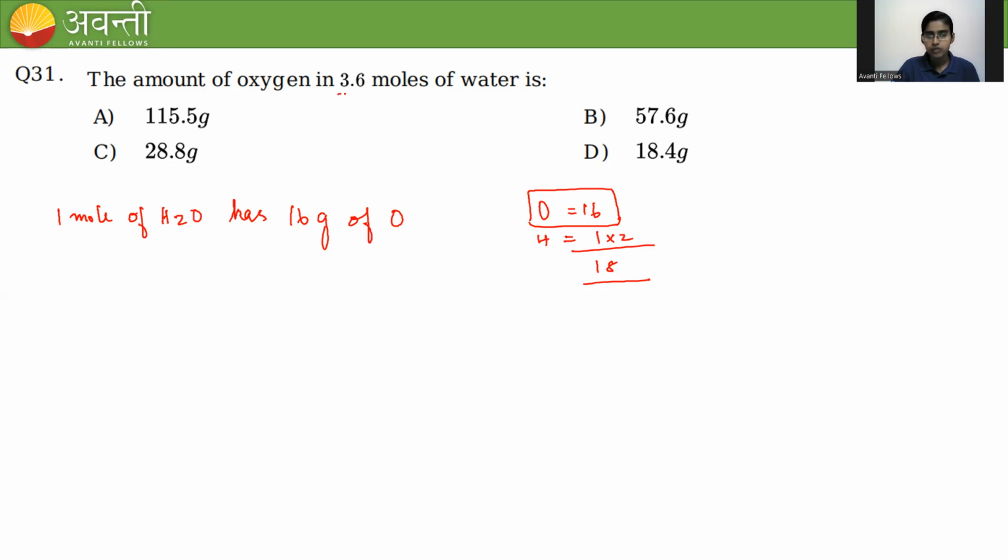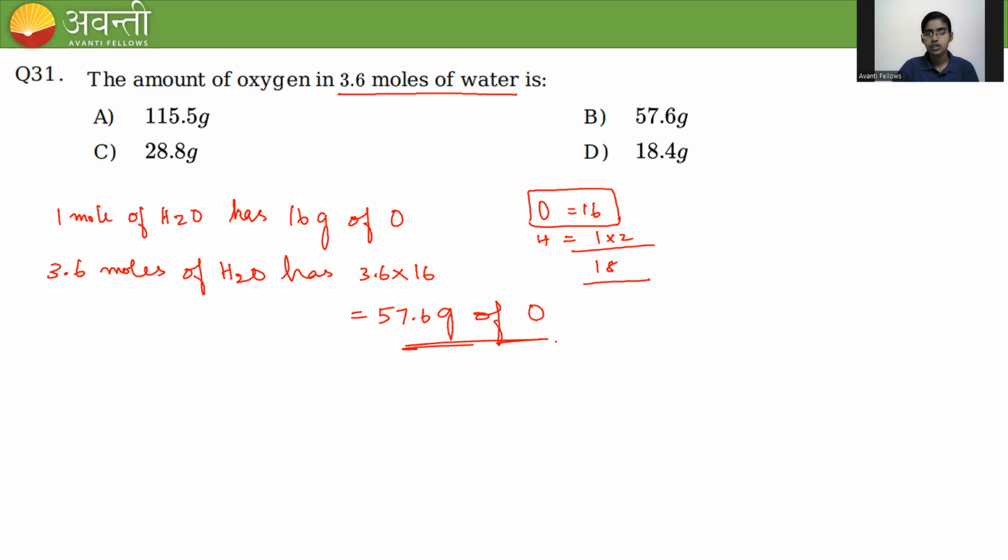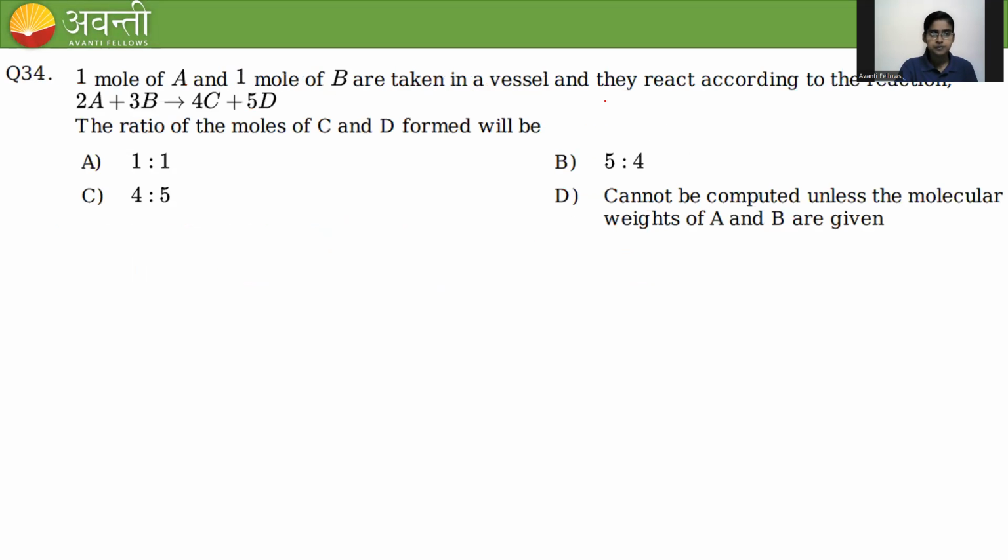Now we are asked to find out the amount of oxygen in 3.6 moles of water. So the 3.6 moles of water has 3.6 into 16 gram of oxygen. Okay, it is equal to 57.6 gram of oxygen. So option B is the correct answer for this question. Let's move on to the next question.